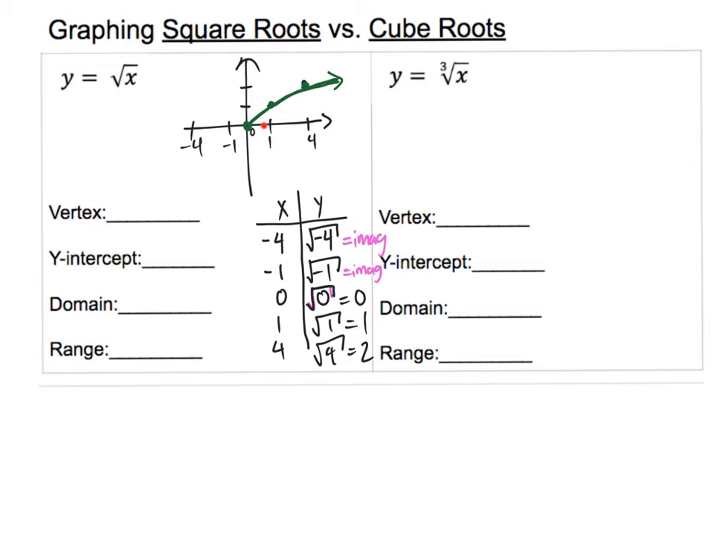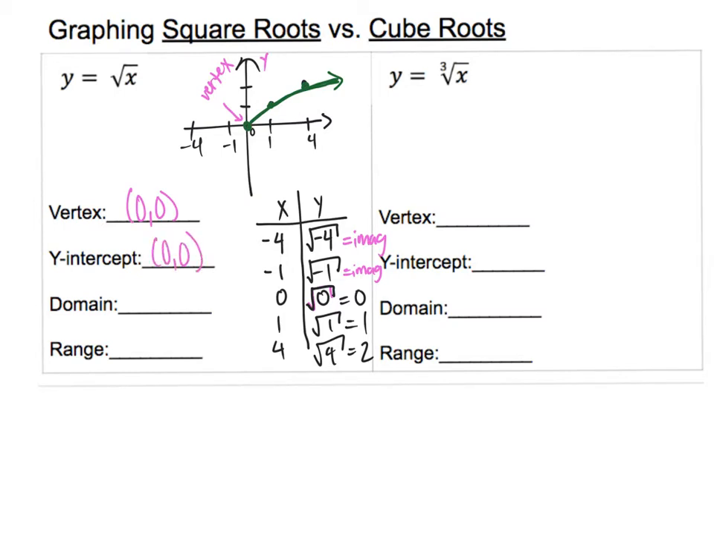So again, square roots are a one-sided curve, and it curves out. And this vertex here is right here at the origin. So this is the vertex. It's where the graph or the curve starts. In this case, this is 0, 0. The y-intercept, you can see across the y-axis at 0, 0 as well.